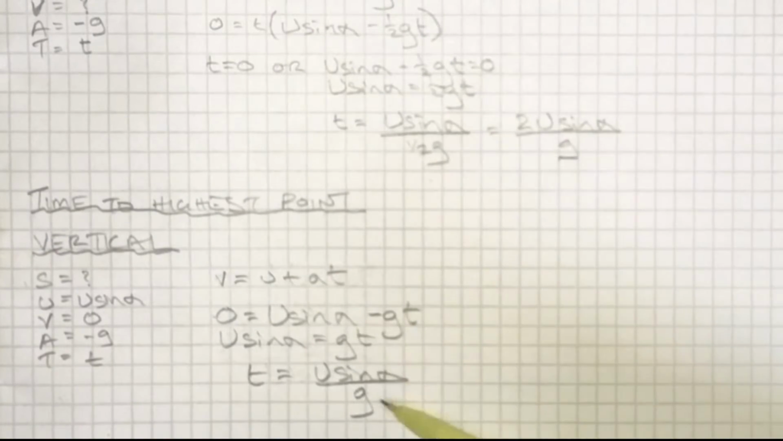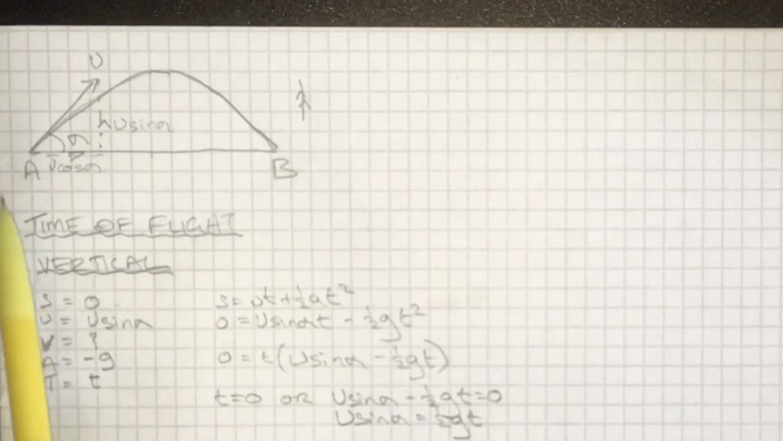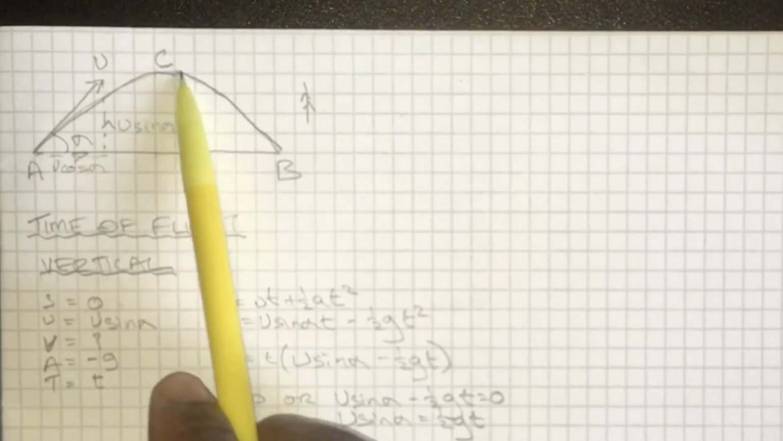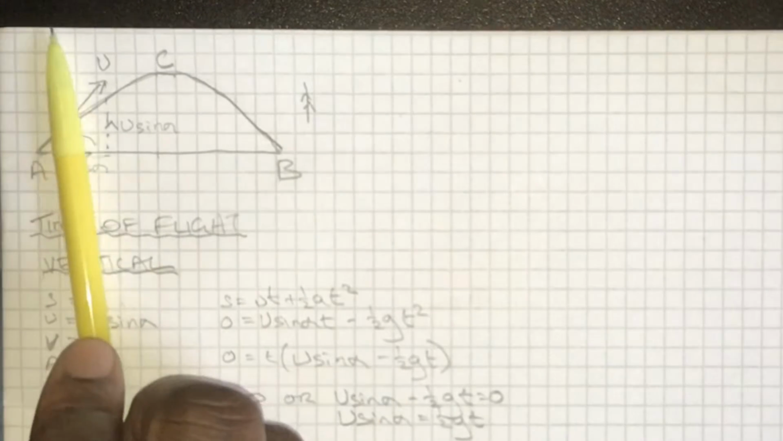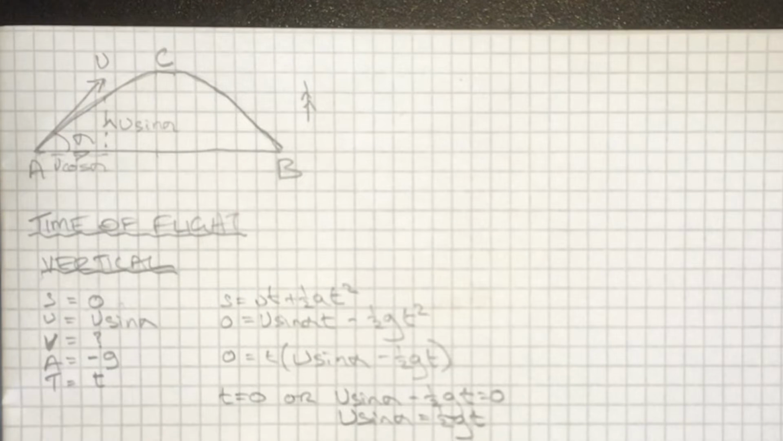Interestingly, I hope that you notice one of them is twice the size of the other. And if we go back to the original diagram, it actually makes sense. Let's call this peak C. The time it takes to get from A to C, it's half the time from A to B. And if we look horizontally, it's half the distance. Since velocity is constant in the horizontal direction, it's going to take half the time to travel half the distance.